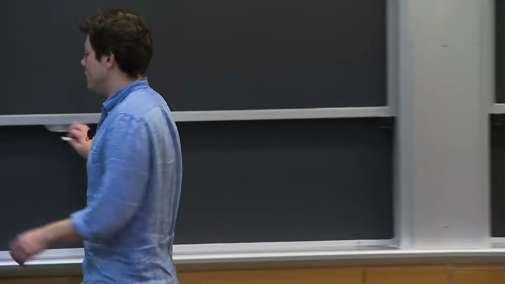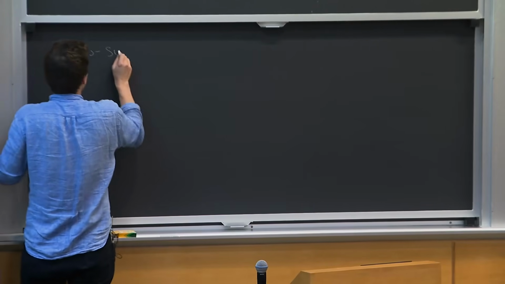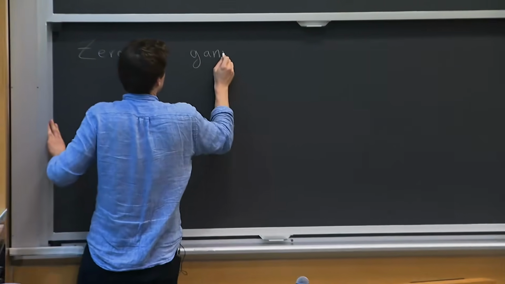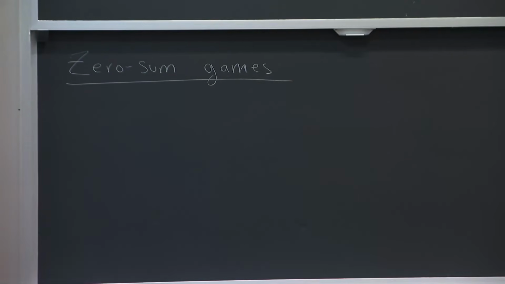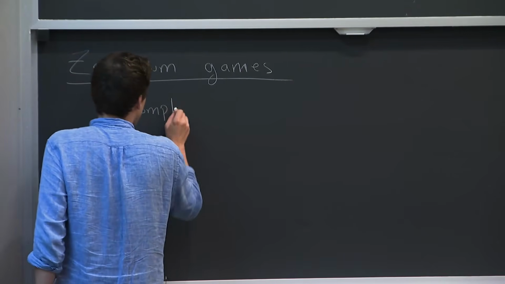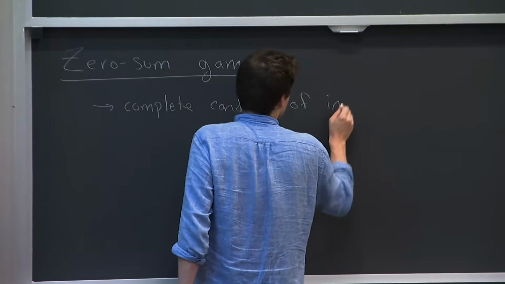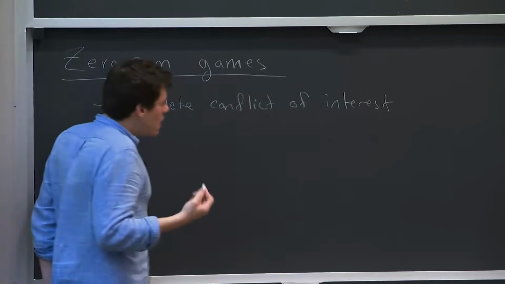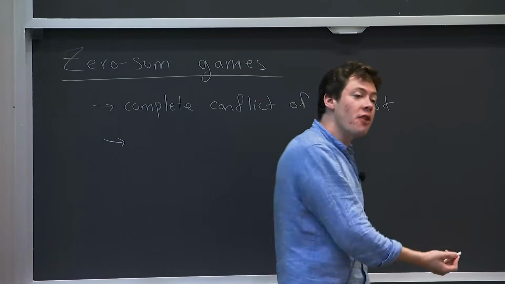So today, the topic is zero-sum games. And what does this mean? A zero-sum game is a game that features exact conflict of interest. So maybe I'll call it a complete conflict of interest. Another way of saying this is that one player's gain is the other player's loss.